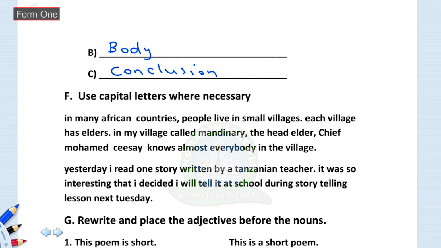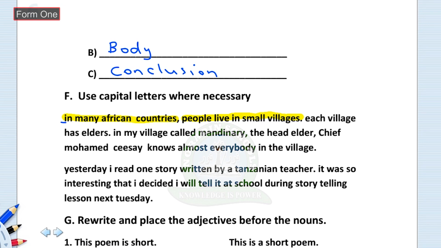In many African countries, people live in small villages. In this sentence, you need two places to be capitalized. If you can remember, when starting a new sentence, we usually start with what? With a capital letter. Therefore, this I should be capitalized because it's at the beginning of a new sentence.